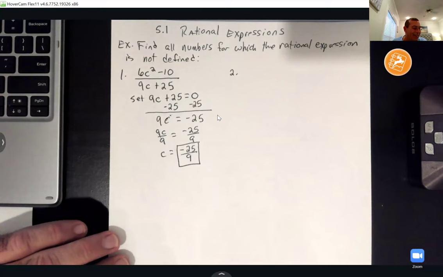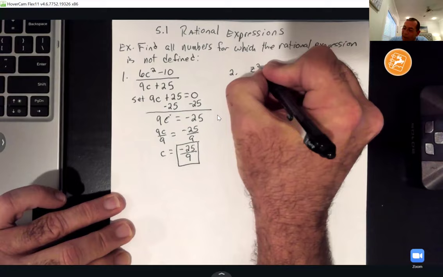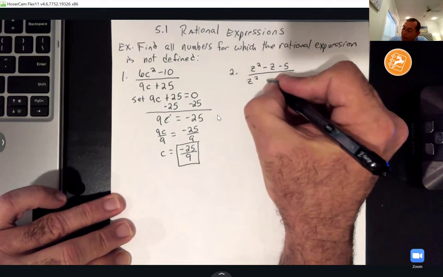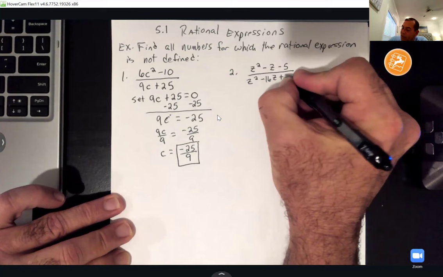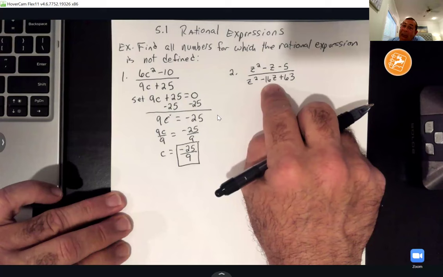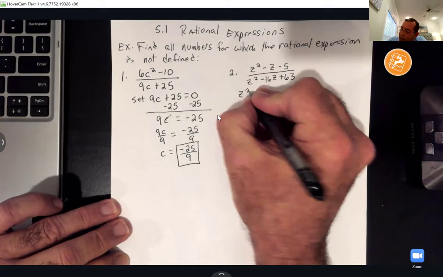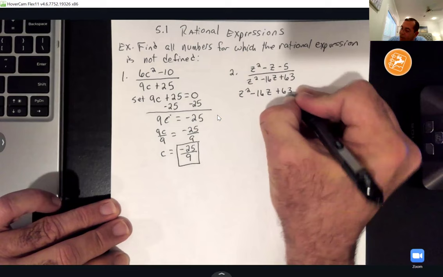Same thing with this number 2. Z squared minus Z minus 5 over Z squared minus 16Z plus 63. So this one's why we had to do the factoring work in 5.1 support. Because this one has a trinomial with a quadratic Z squared on it. So we need to set Z squared minus 16Z plus 63 equal to 0. And then we got to factor this.